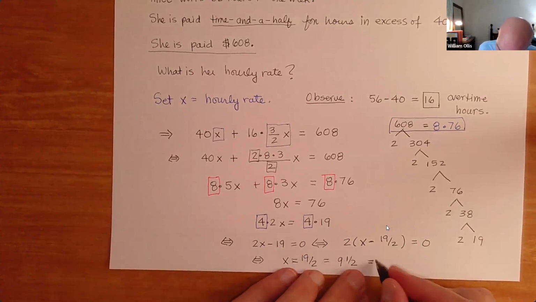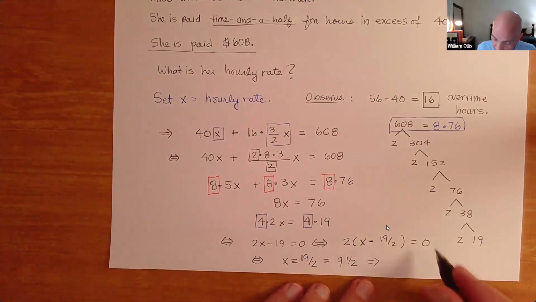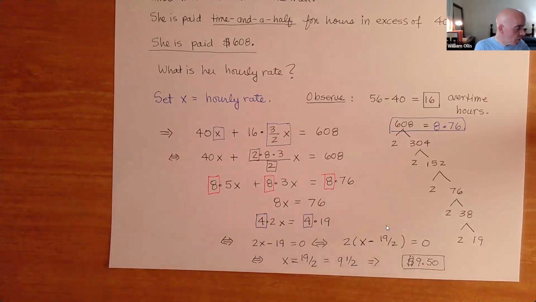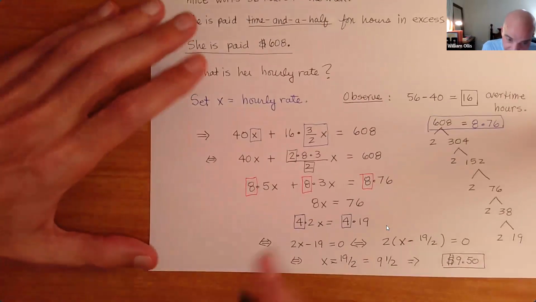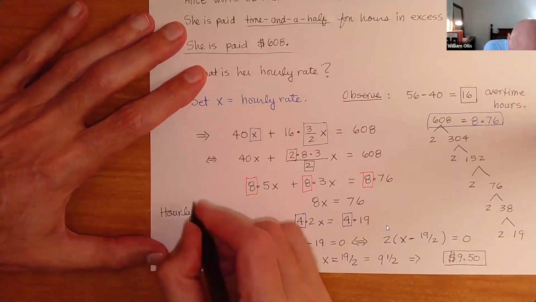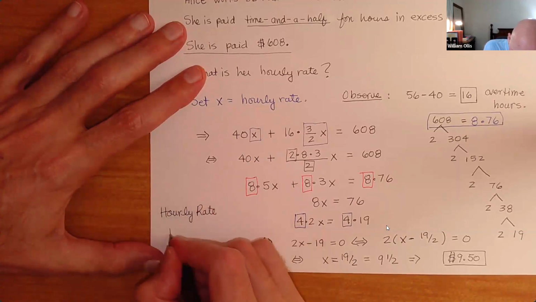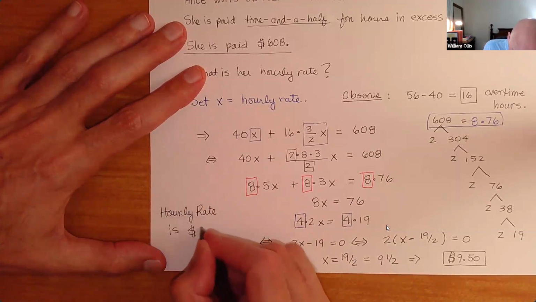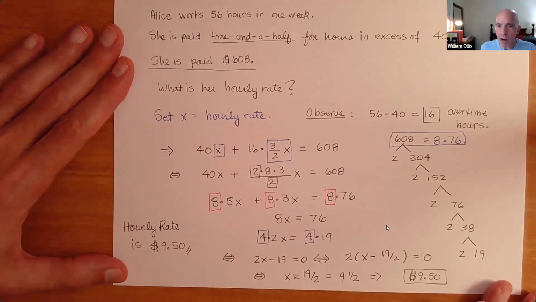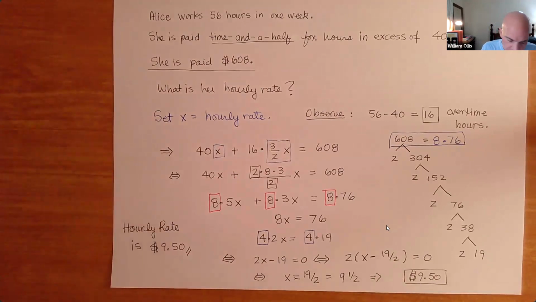Or if you wanted to write this in terms of dollars and cents, that would be $9.50. So when you look at this particular problem, we would say now the hourly rate is $9.50.